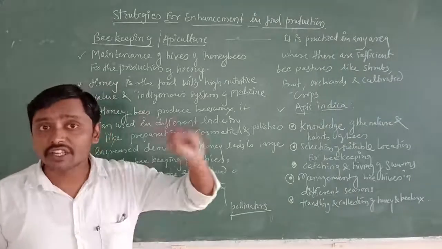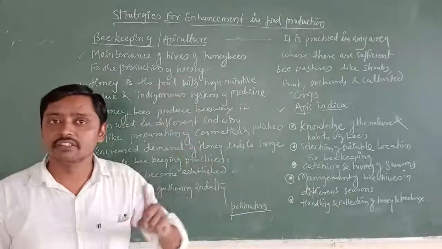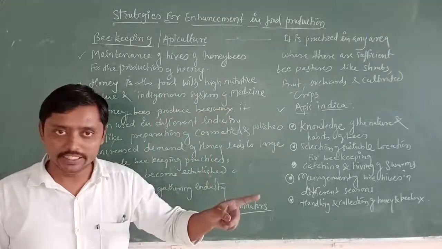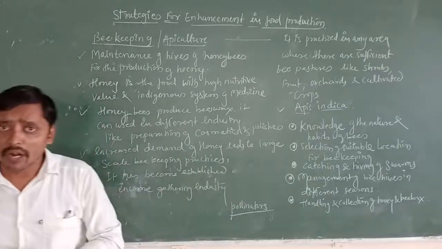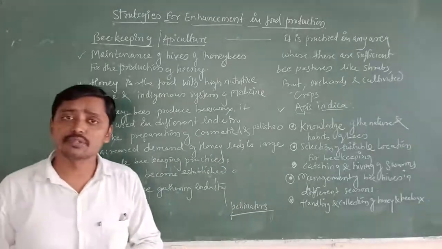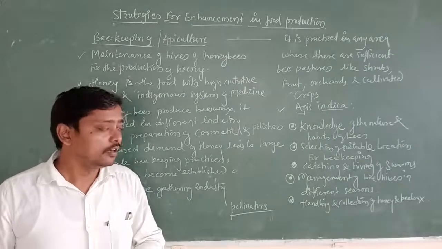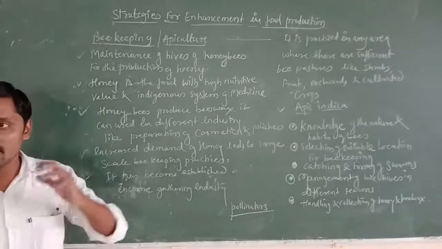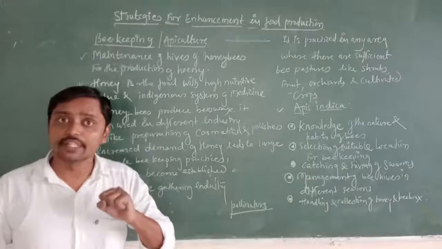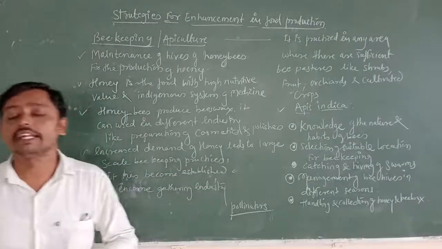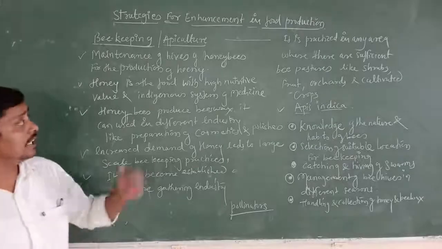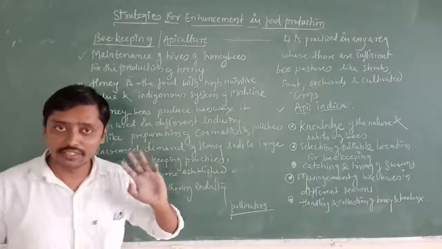So the first importance of honeybees is that they can give us honey. The second thing is that they can provide us beeswax, which is used for the preparation of cosmetics and polishes etc. In the sense, honey has its own importance. It is a food with a high nutritive value and it is used as an indigenous system of medicine. Understood?